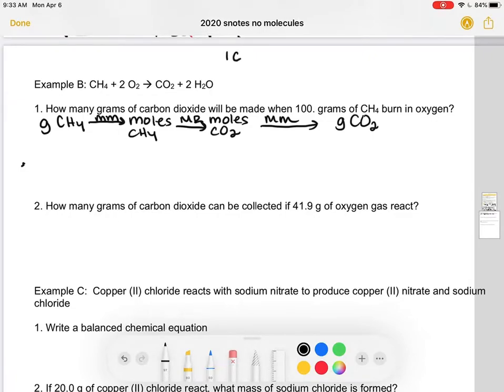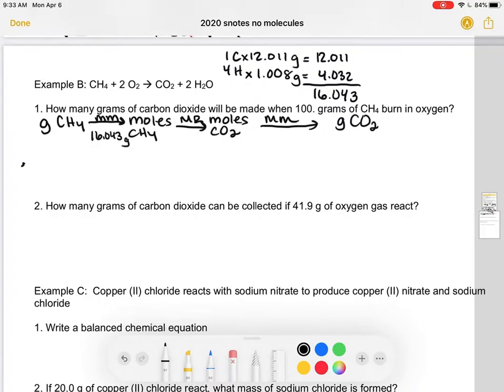So for CH4, I've got 1 C, 4 H's. It's 12.011 grams. 4 H's, 1.008 grams. 12.011 plus 4.032 is 16.043. Okay, so I'm going to put that here. Its molar mass is 16.043.